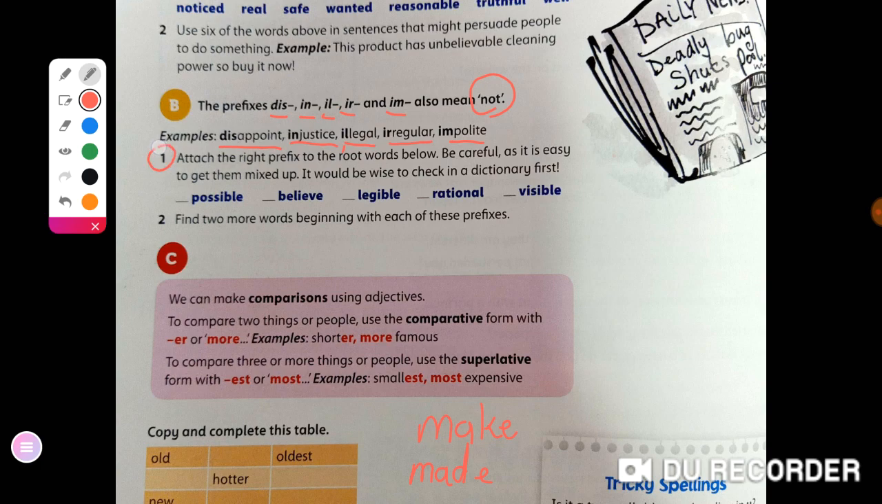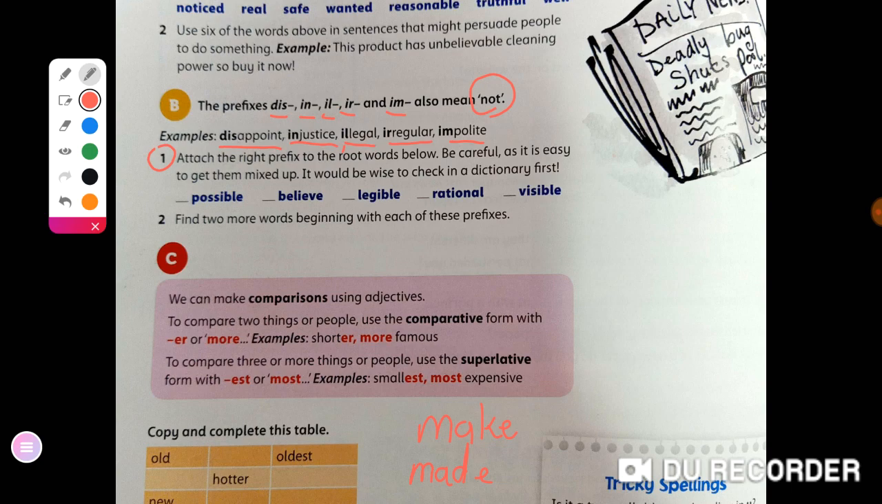Number 1, attach the right prefix to the root words below. Be careful, as it is easy to get them mixed up. It would be wise to check in a dictionary first. You get mixed up. So here we have possible, believe, legible, rational, and visible.